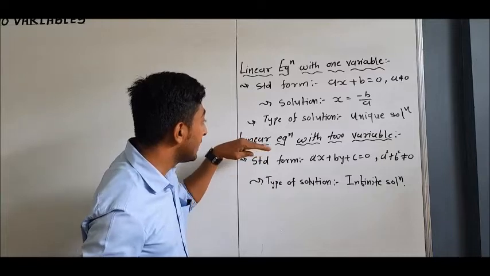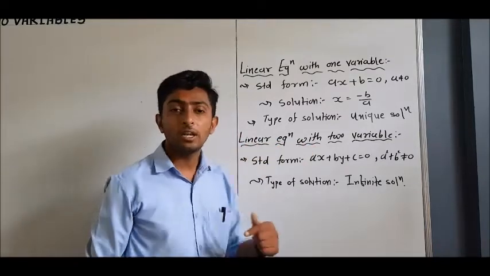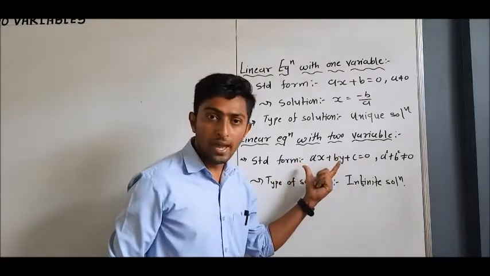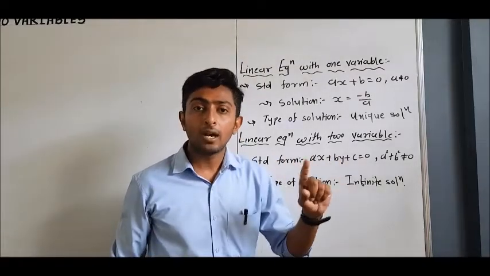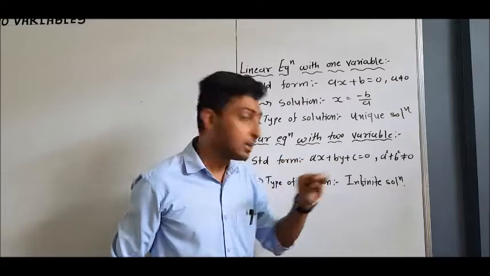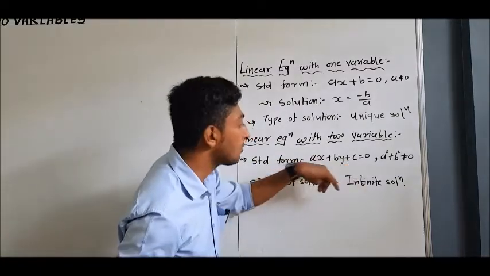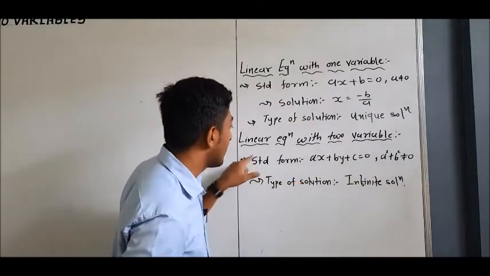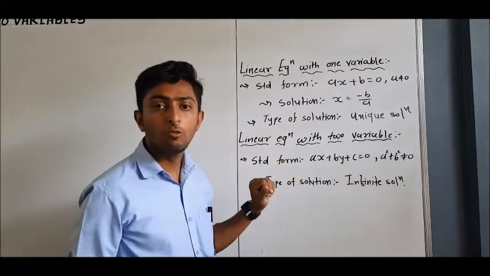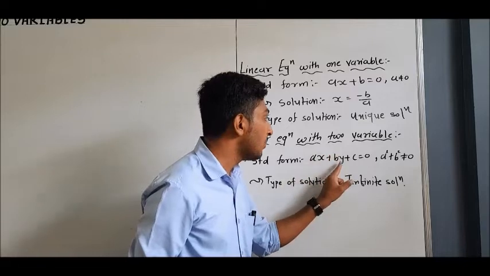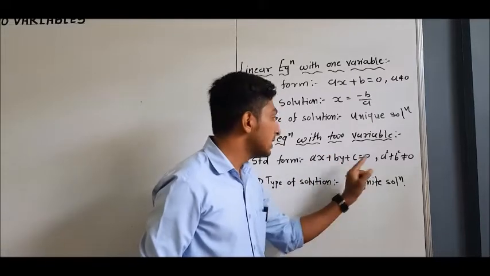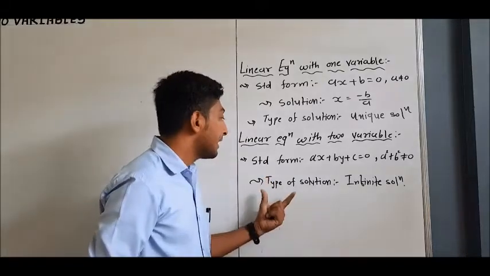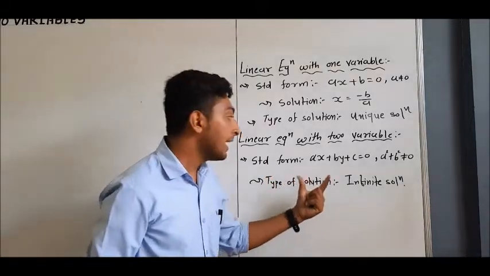Next, let us look at linear equation with two variables. What is linear equation with two variables? In the equation there are two variables, the xy product is not present, the degree of both variables is 1, and there is a constant c. The standard form is ax plus by plus c equal to 0. The condition is a square plus b square is not equal to 0, and the type of solution is infinite solutions.